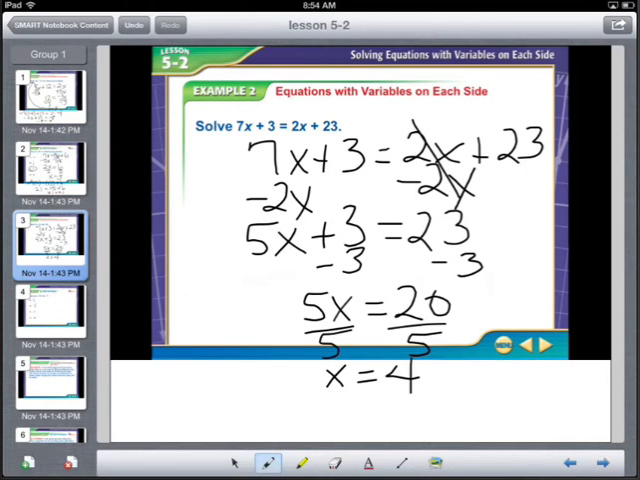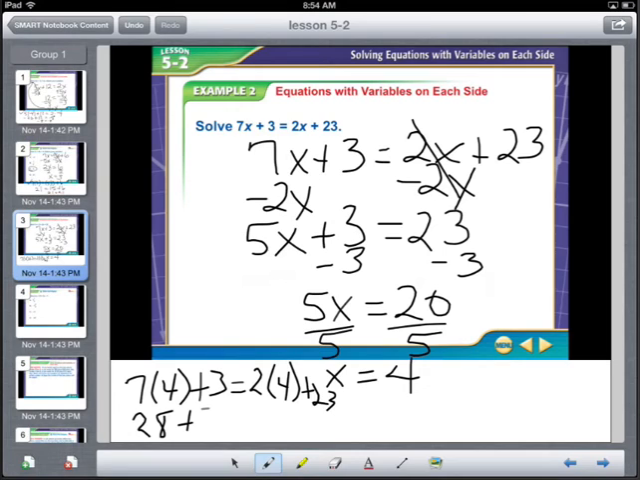Again, you can check your work. Is 7 times 4 plus 3 equal to 2 times 4 plus 23? Well, that's going to be what, 28 plus 3? Is that equal to 8 plus 23? Yes, they're both going to equal 31, so I know it checks and I have done it correctly.